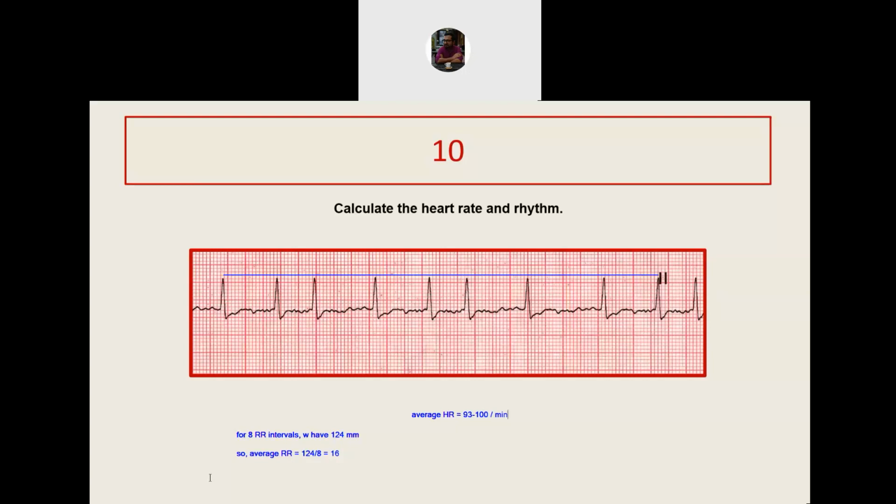So this is one way of reporting that. There are also many other ways of reporting. You can find out the shortest interval and the longest interval, and then comment that the heart rate varies between this and this. That is also another way of reporting the same. So I hope this is clear how we find out the average heart rate.